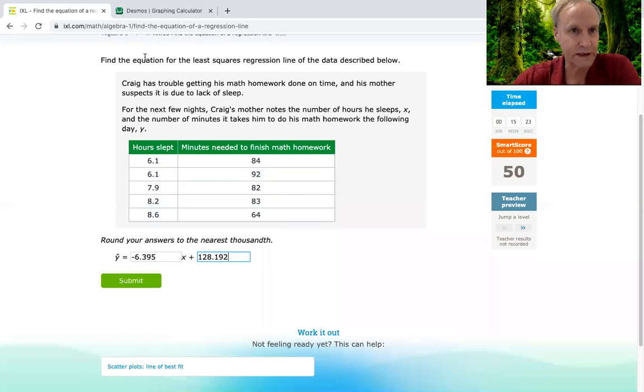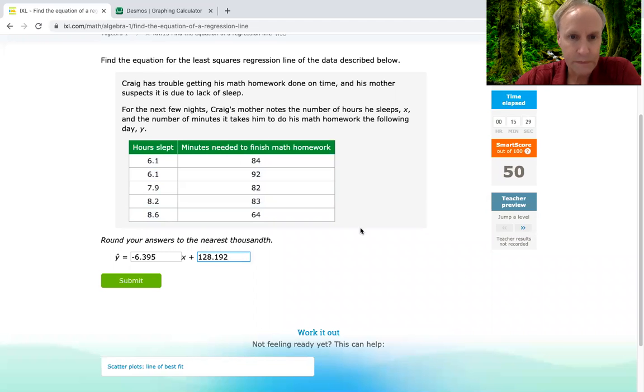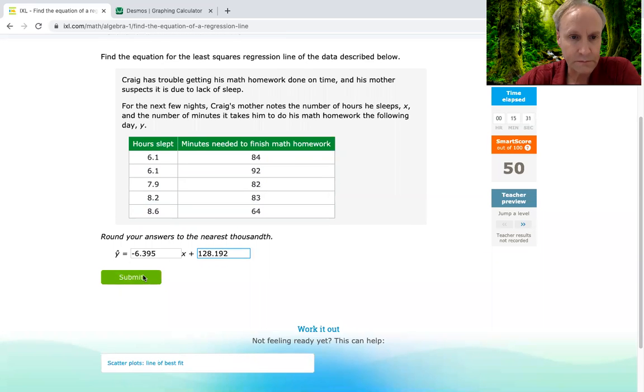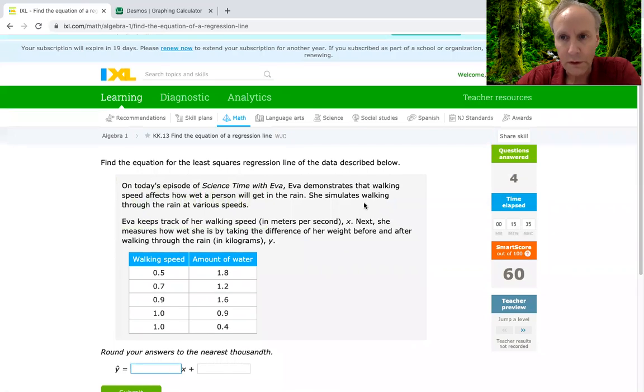128.192. I'm just going to double check it. Yep. And yep, looks like it's good. And there we have it. Dang it, I'm always in the way. There we are. How far are we?